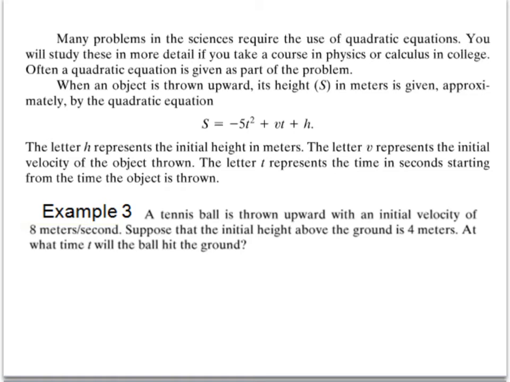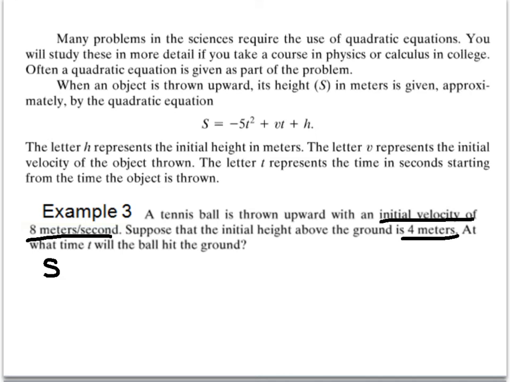It says a tennis ball is thrown upward with an initial velocity, we're going to need that, of 8 meters per second. Suppose the initial height above the ground is 4 meters. At what time, t, will the ball hit the ground? So we're looking for t in this instance.